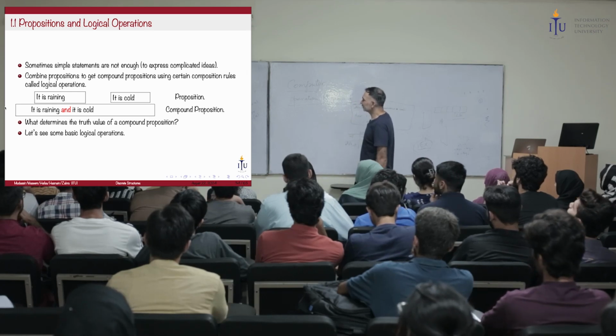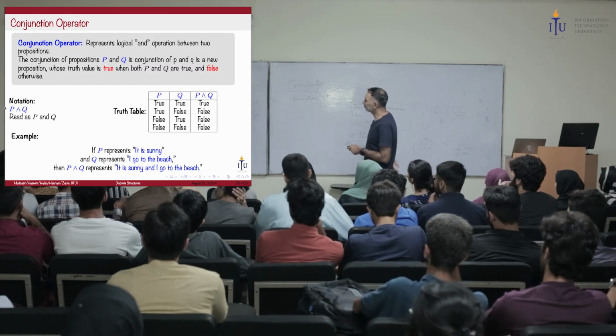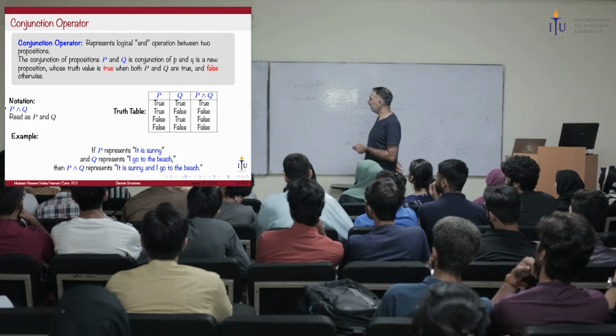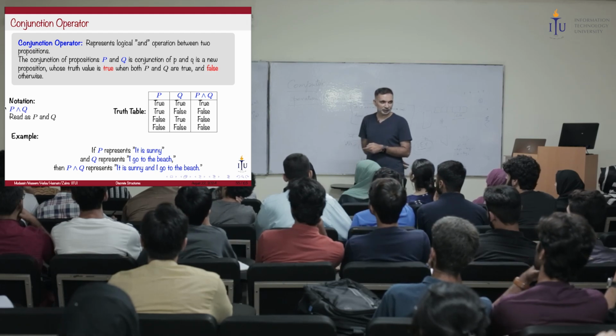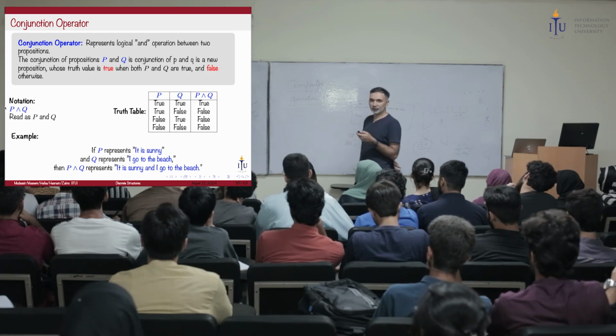cool. Let's see some basic rules, and here are the rules for the AND. We formally call AND the conjunction operator. Okay, so it's a conjunction operator. We are conjuncting two different propositions.